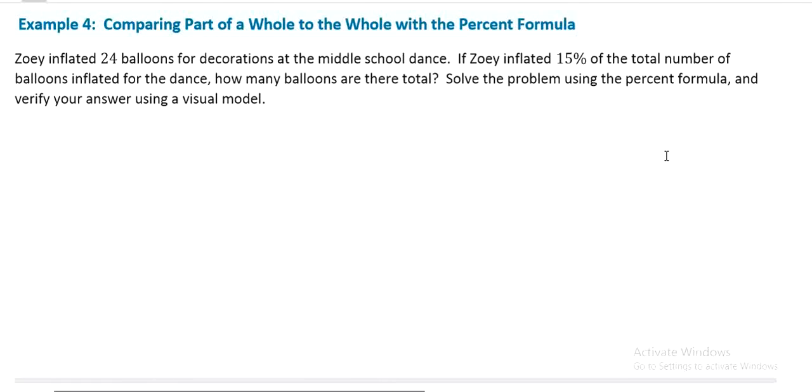Zoe inflated 24 balloons for the decorations at the middle school dance. If Zoe inflated 15% of the total number of balloons inflated for the dance, how many balloons are there total? Solve the problem using the percent formula and verify your answer using a visual model. So we will follow directions kind of to a T.